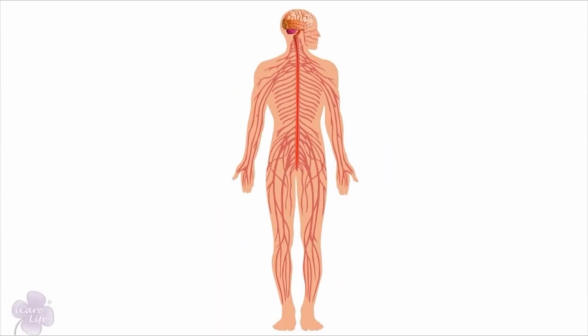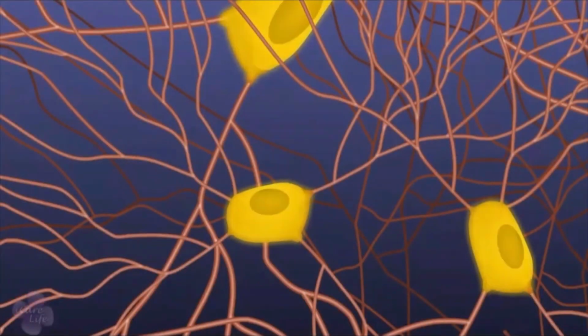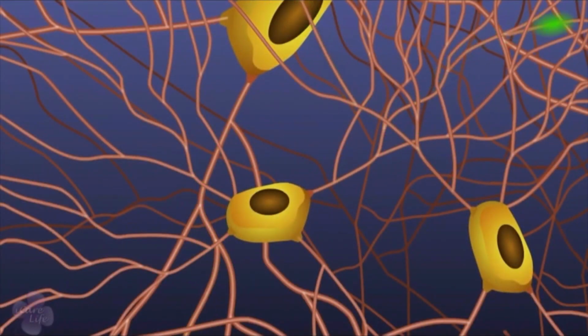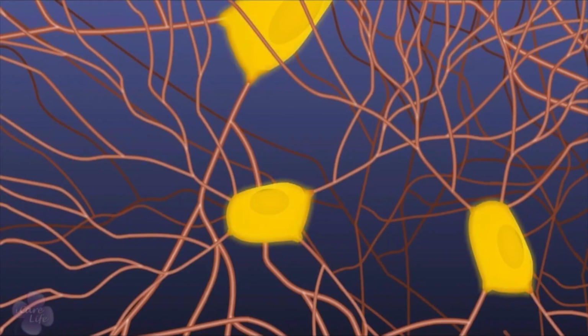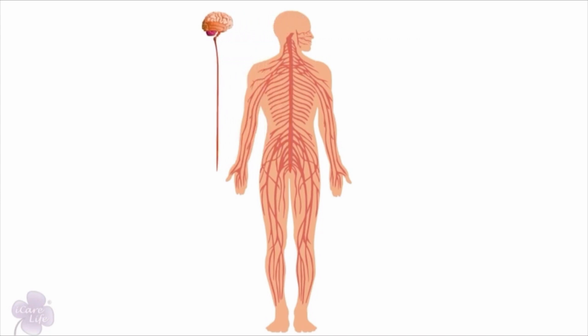Let us recap. The nervous system consists of brain, spinal cord, nerves. The nervous system is made up of millions of neurons connected together. The nervous system can be divided into the central nervous system with brain and spinal cord, the peripheral nervous system with nerves.